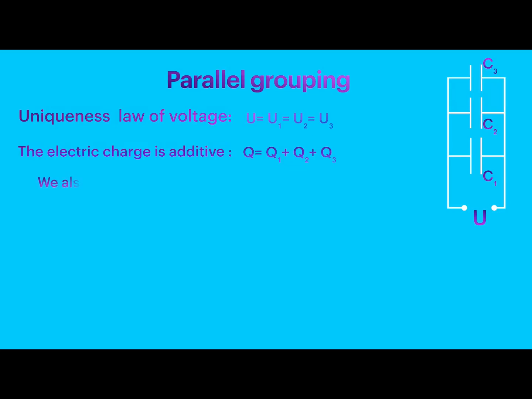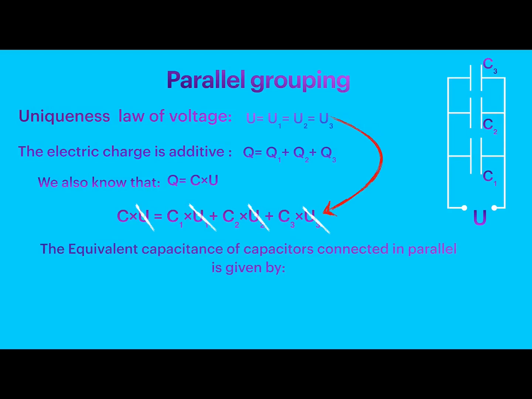We also know that the quantity of electric charge, Q, is equal to C multiplied by U. Now, by substituting this relation in the previous one, we get C multiplied by U is equal to C1 times U1 plus C2 times U2 plus C3 times U3. And since the voltage is the same, we may simplify by U. Then, the obtained expression of the capacitance represents the equivalent capacitance of the grouping. Therefore, C equivalent is equal to C1 plus C2 plus C3.